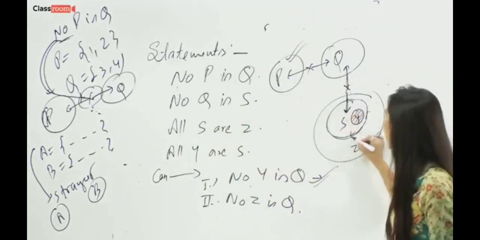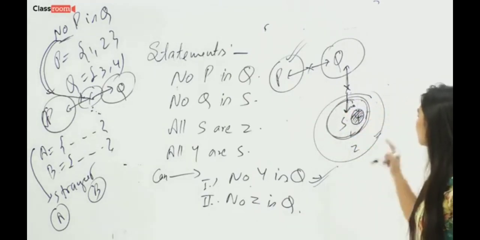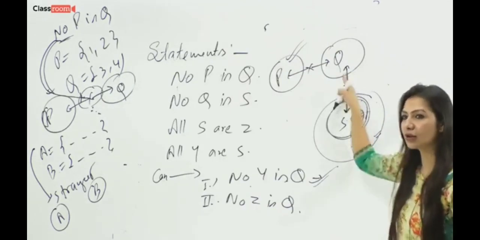As S is the outer circle, whatever is for S will automatically be for this Y, but Z is outside the circle. I am not getting a cross here. That's why it is wrong.